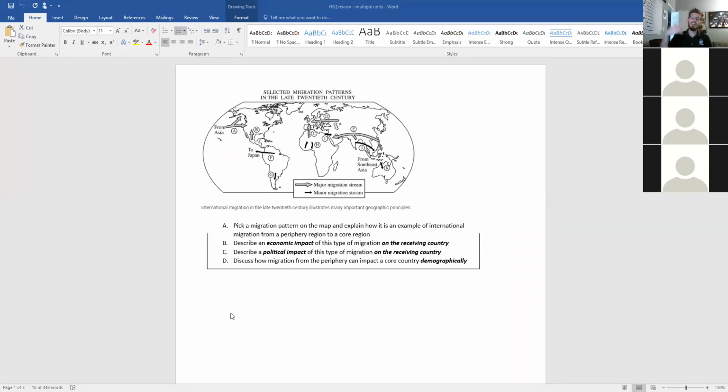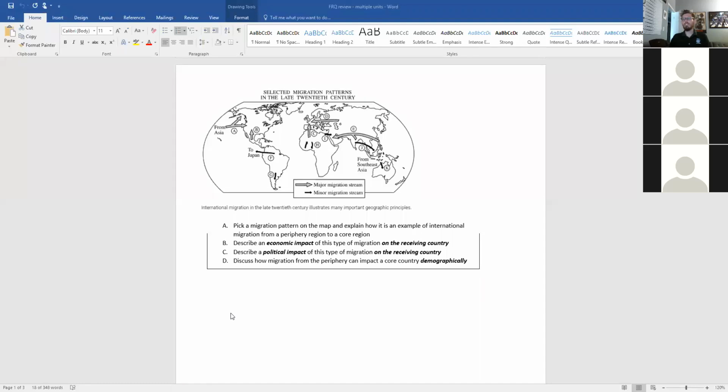So you could say that a political impact would be that the government is going to put in more restrictions on immigration to stop immigration. You could talk about physical barriers like a wall being built, because that is a response to immigration, as long as it's political.